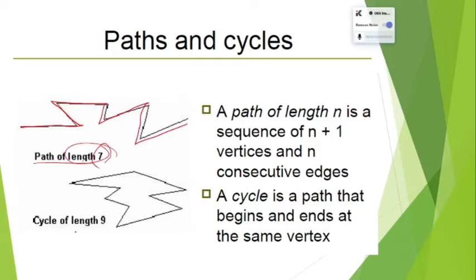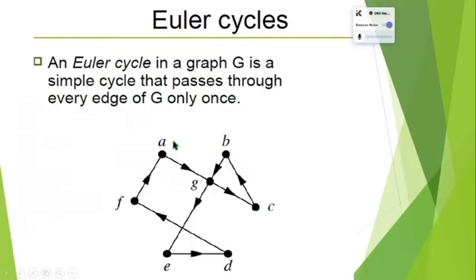While yung cycle of length 9 naman, cycle ito kasi, for example, dito tayo mag-start. So, if we count, that is 1, 2, 3, 4, 5, 6, 7, 8, 9. Bumalik siya sa original vertex where it started. And that is a cycle with length 9. Kasi nga, 9 edges din yung na-count natin. Okay? Now, let's go with the next slide.